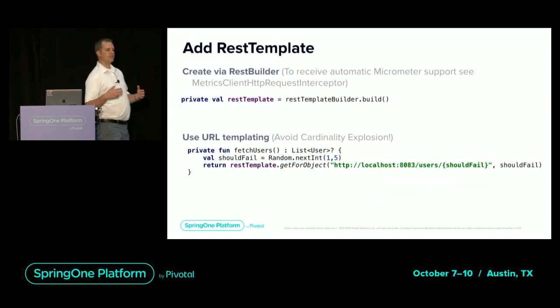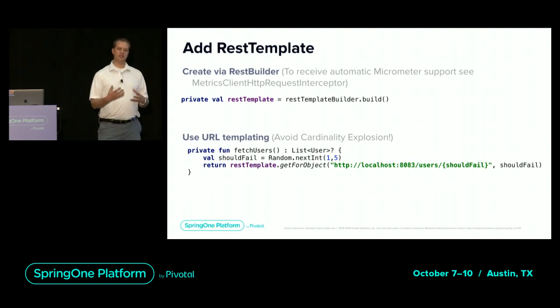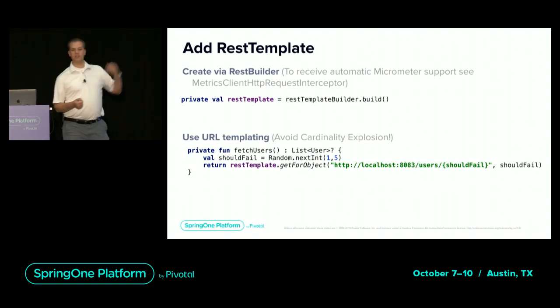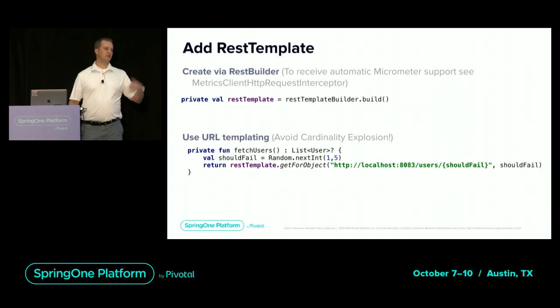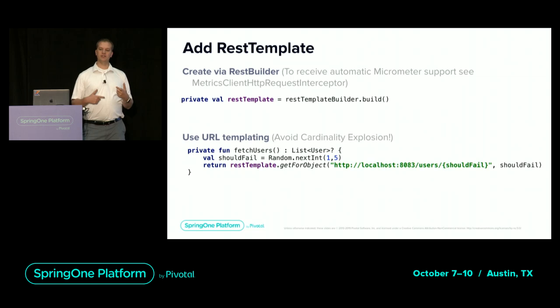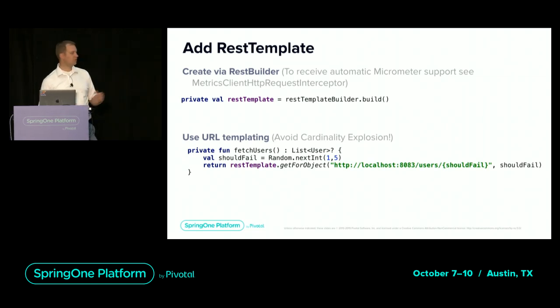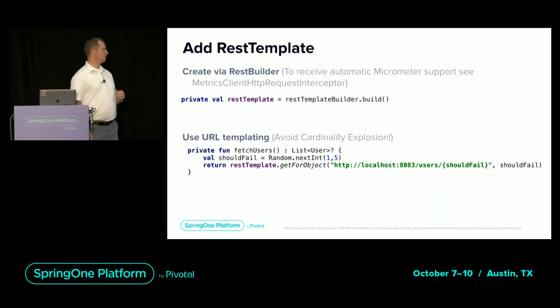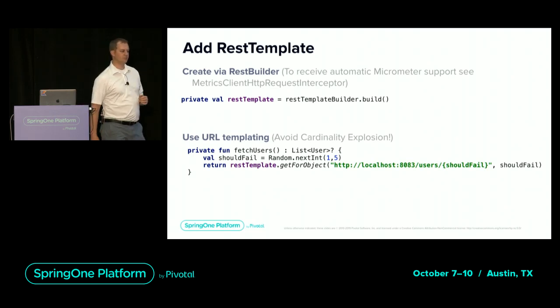So now when we look at how we start using RestTemplate and get metrics around it, this is all you need to do. If you inject in the RestTemplate builder and you call build on it to get your RestTemplate, it will already have the metrics built into it. And if you want to do it yourself, you can just go and grab the metrics client HTTP request interceptor and add that as an interceptor. So it's very straightforward, very easy to do.